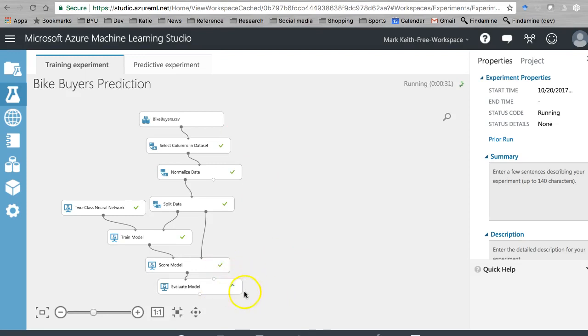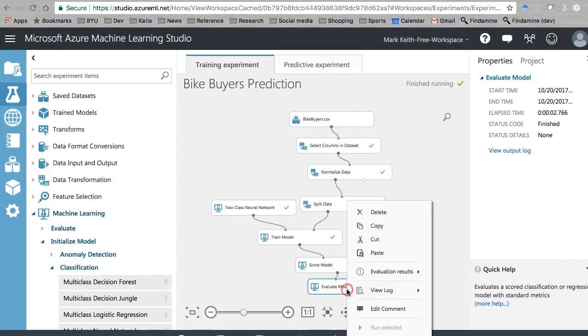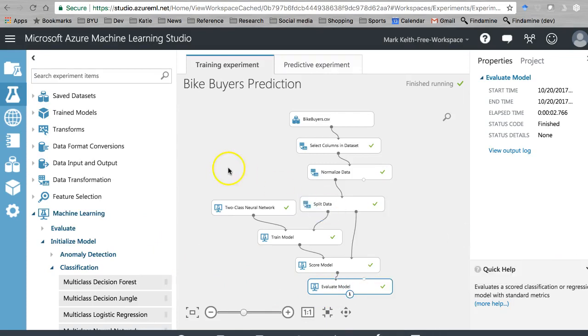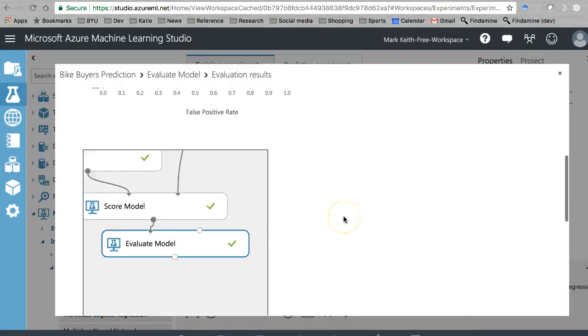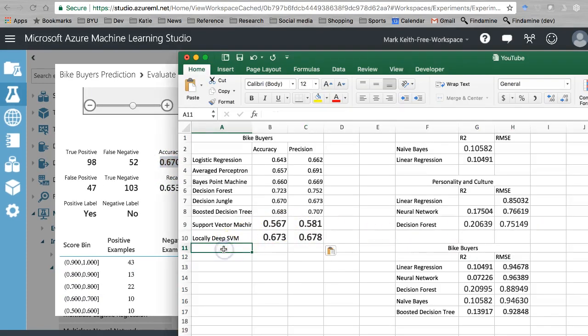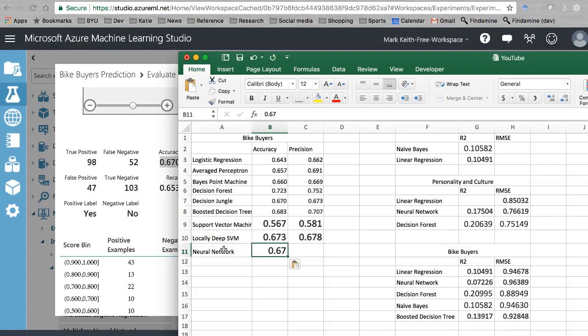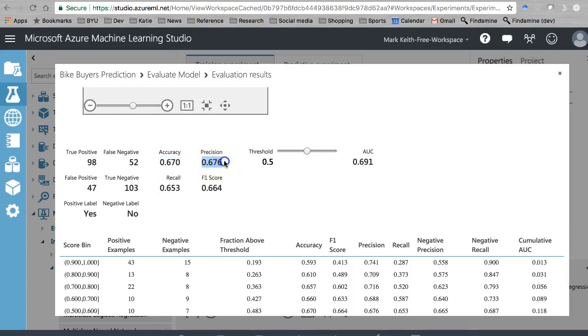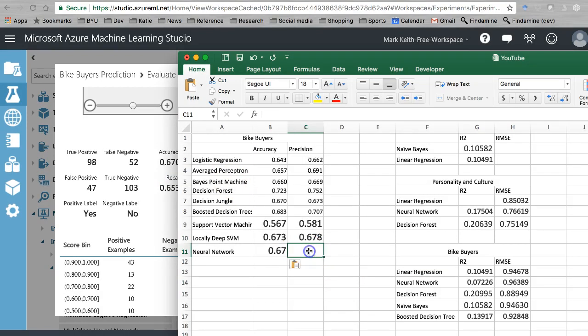Definitely slower. I'm waiting a bit longer than usual here for it to finish the whole train model through evaluate process. Okay, let's take a look. Not bad. I still think it looks like we have some others that were better. All right, so neural network, percent or accuracy. Precision.